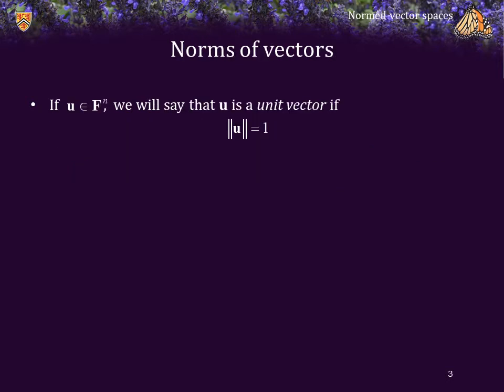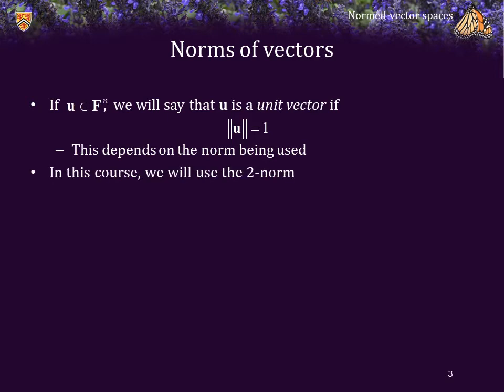Now, if u is a finite dimensional vector, we will say that u is a unit vector if the norm of that vector is equal to 1. This, of course, depends on the norm being used. However, in this course, we will generally be using the 2 norm.